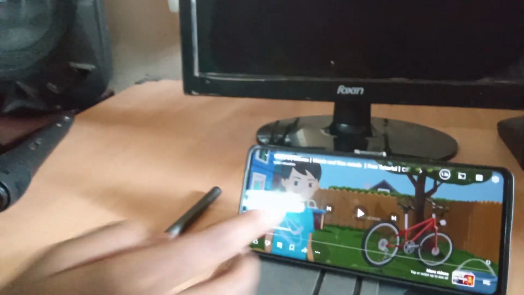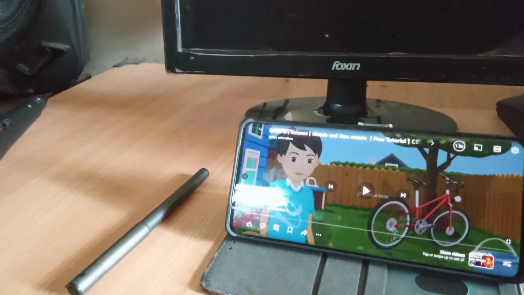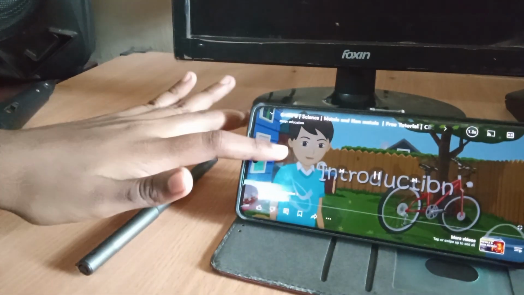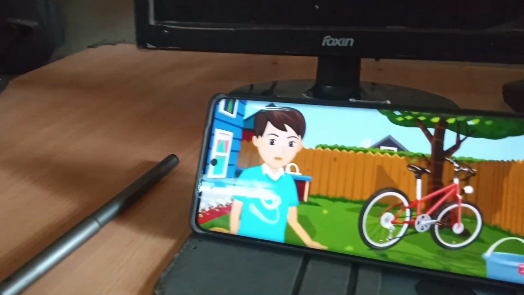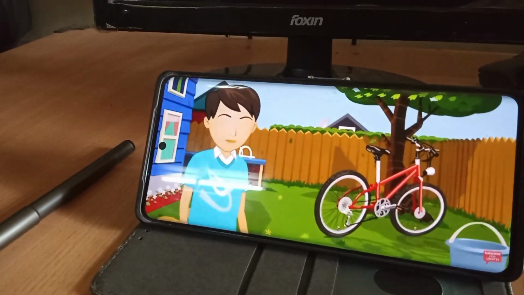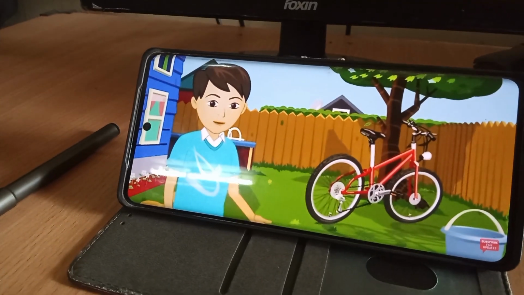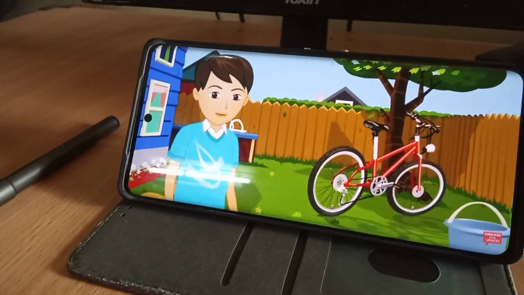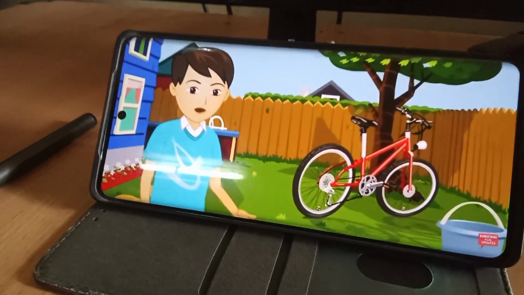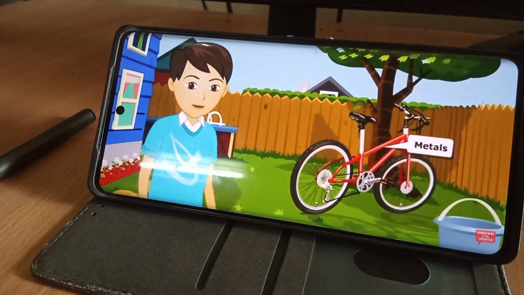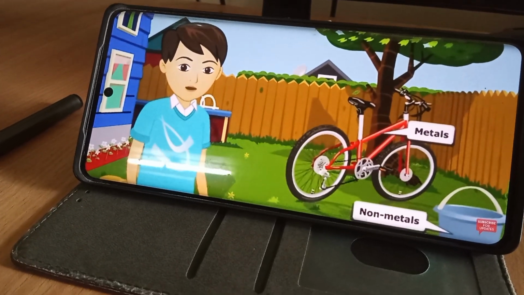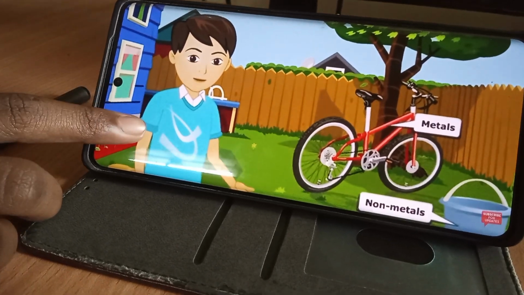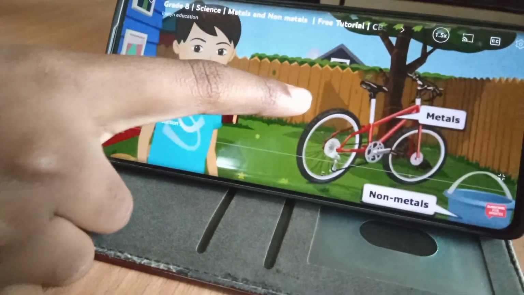Today we are going to talk about the topic metals and non-metals of class 8. Now let's see a small introduction. Hi friends, as we all know that we can see so many things in our surroundings. They are made up of different materials. Some of them are hard in nature and are called metals, while most of them are soft and so they are called non-metals. So in this module, we are going to learn about properties and uses of metals and non-metals.